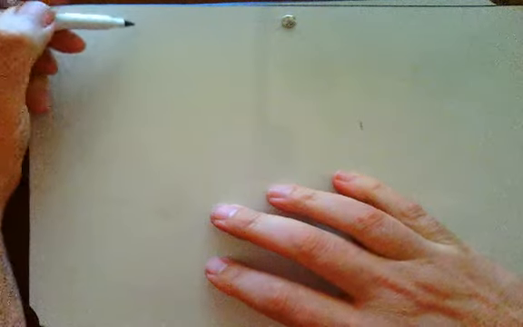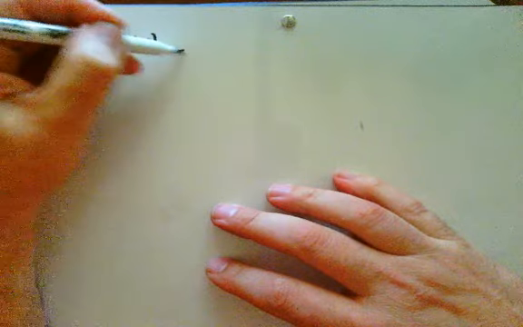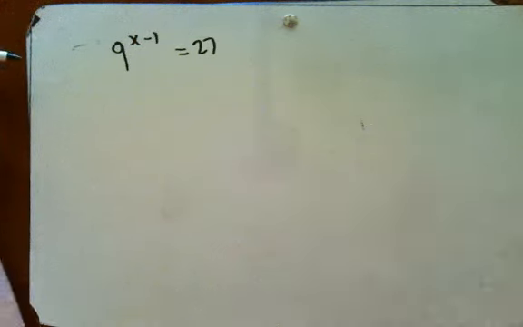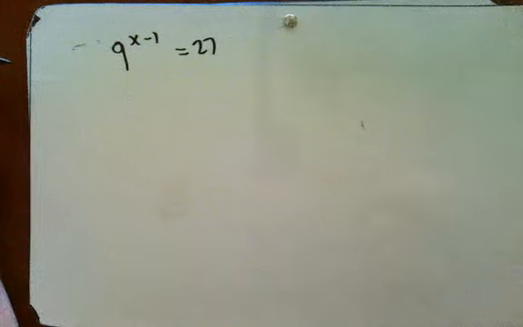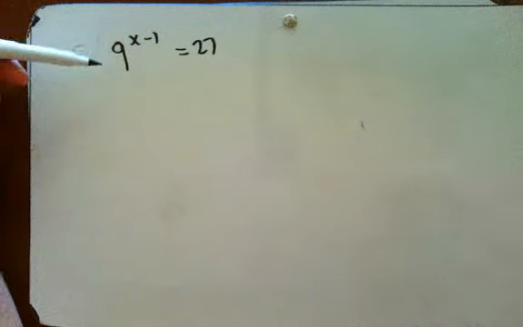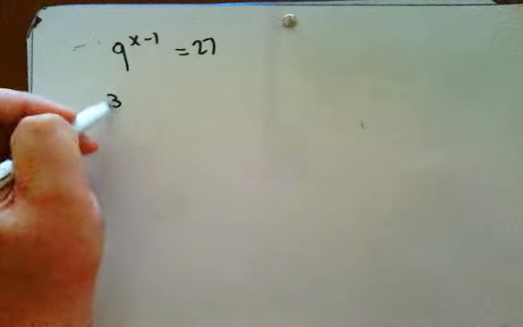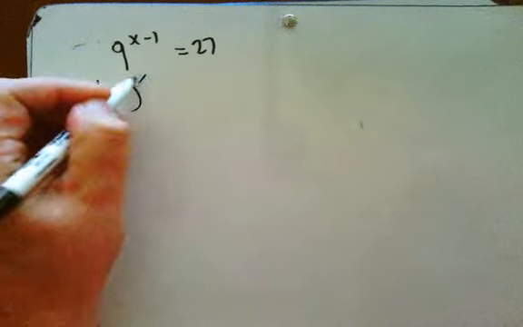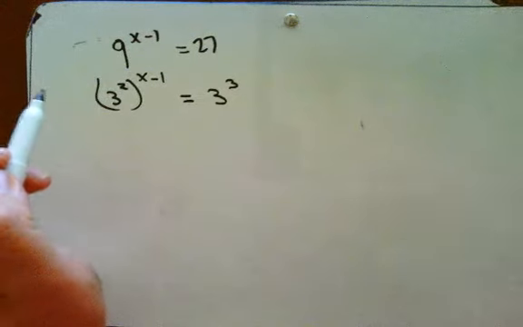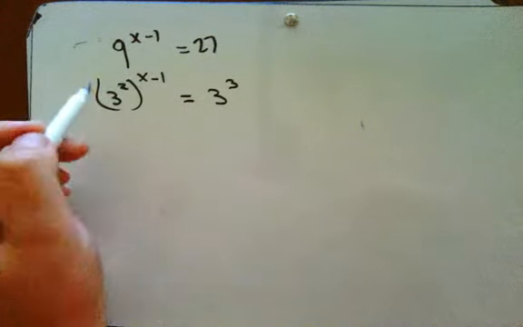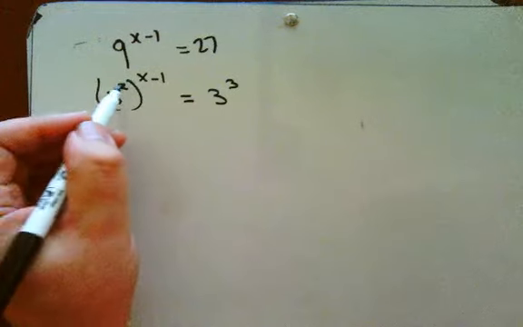All right, let's try something a little more challenging that's an exponential equation. Don't worry, Brian, it's still in our comfort zone. 9 to the x minus 1 equals 27. So I want to rewrite these so that they have the same base. This is 3 to the 2nd, this is 3 to the 3rd. So I'm going to write 3 to the 2nd raised to the x minus 1 equals 3 to the 3rd.